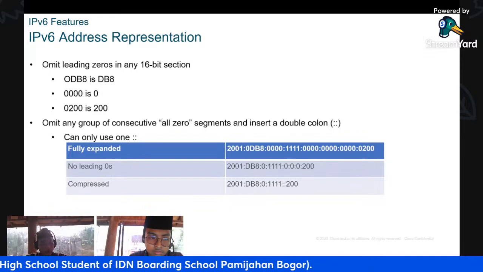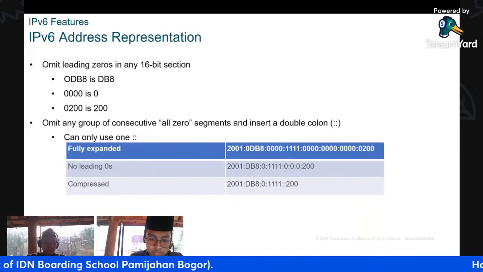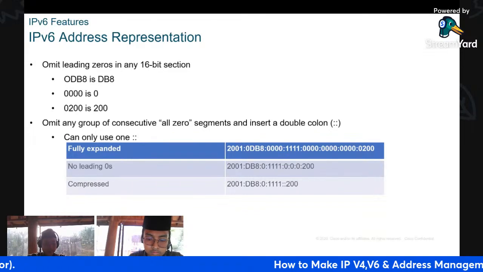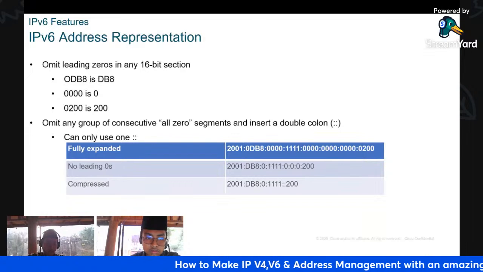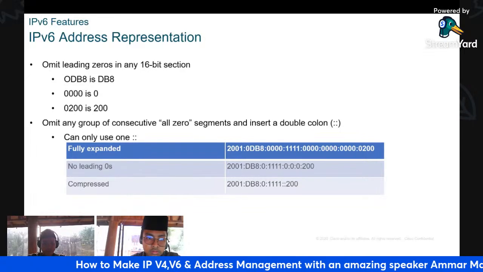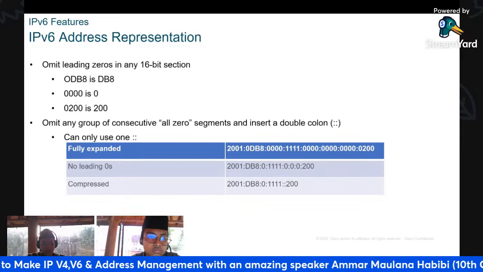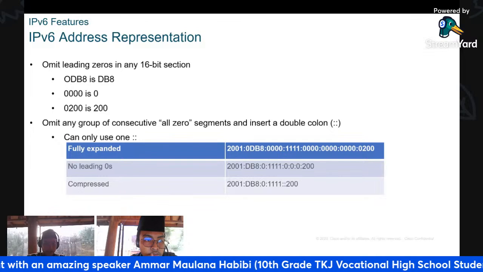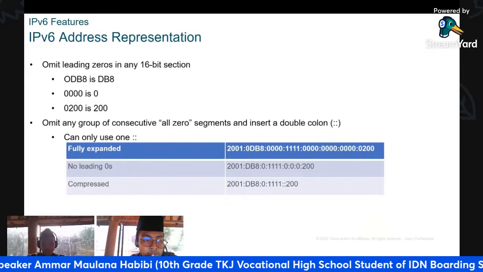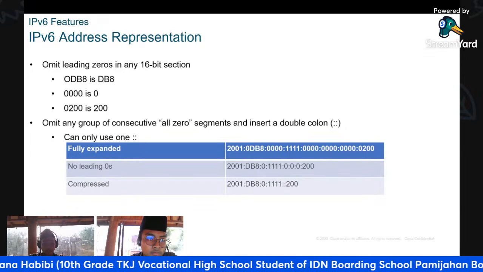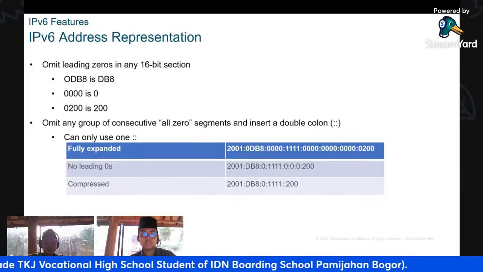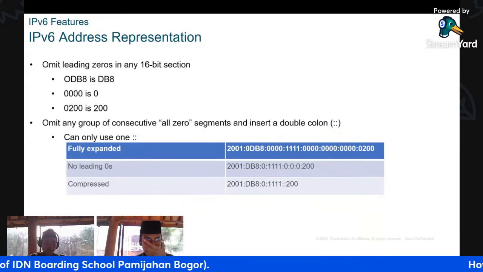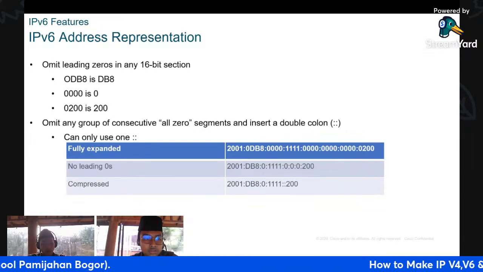0000 is 0 and 0200 is 200. Why is 2000 not erased of the last zeros? Because those trailing zeros are part of the 2000. Only leading zeros can be erased in all of the IP. Omit any group of consecutive zero segments and insert a double colon. The double colon can only be used once.